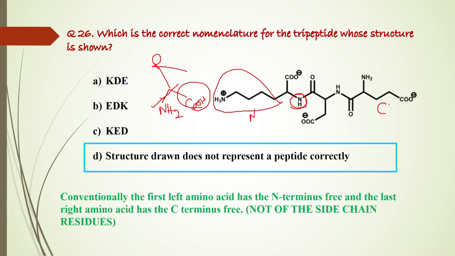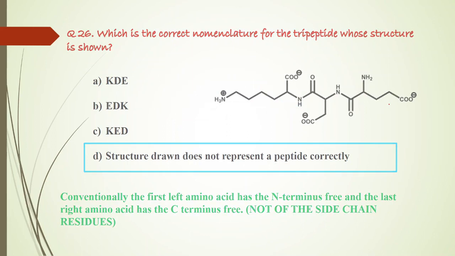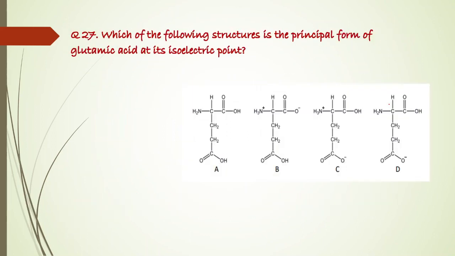Okay, so this was the concept of this question. Hope it is clear to all of you. Now let us move to the next one. So again, this is an easy one, so I would not spend much time on it. It states, which of the following structures is the principal form of glutamic acid at its isoelectric point?